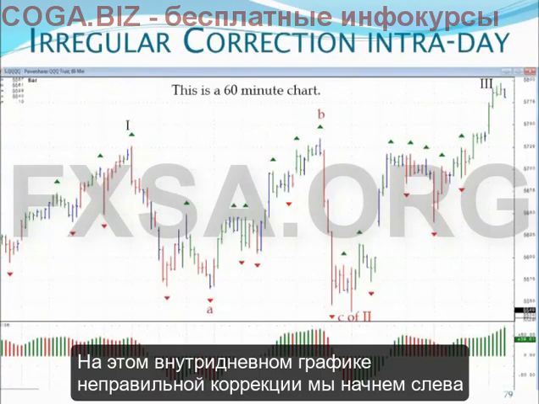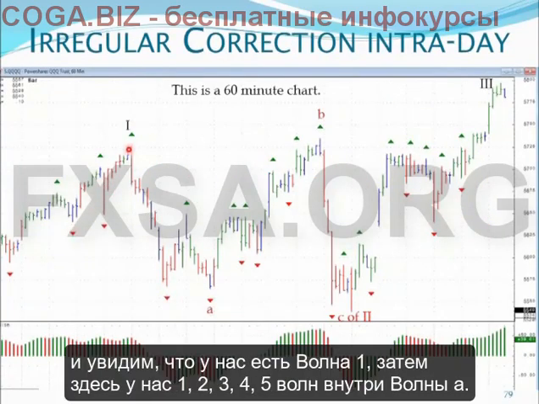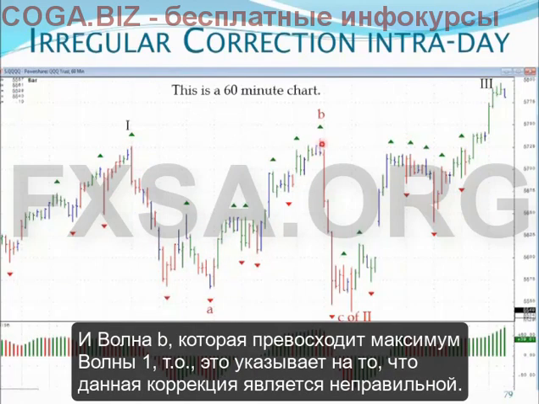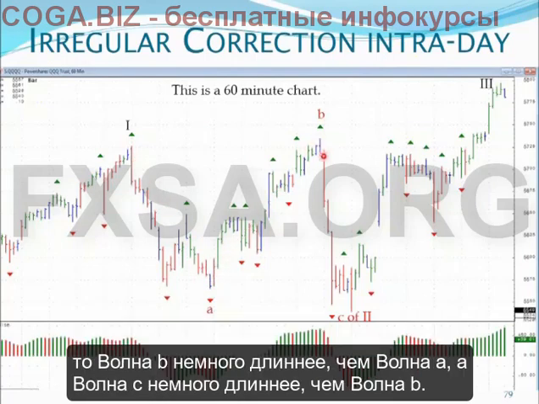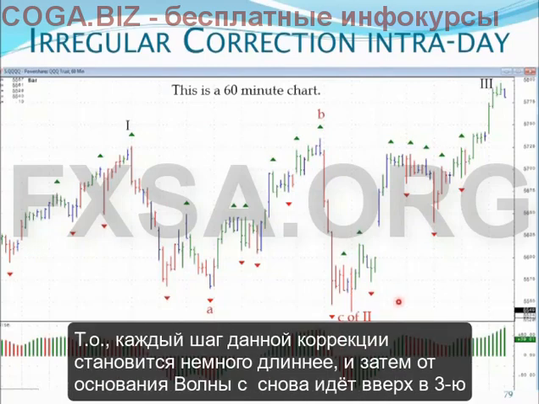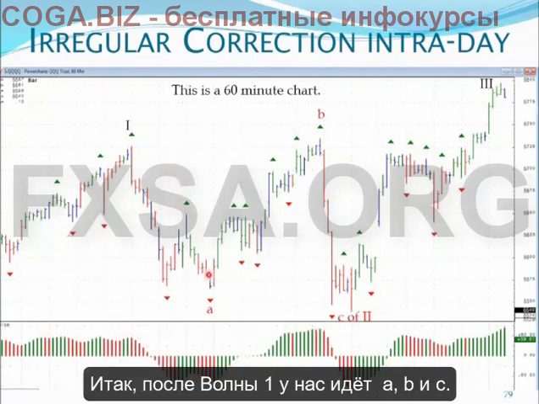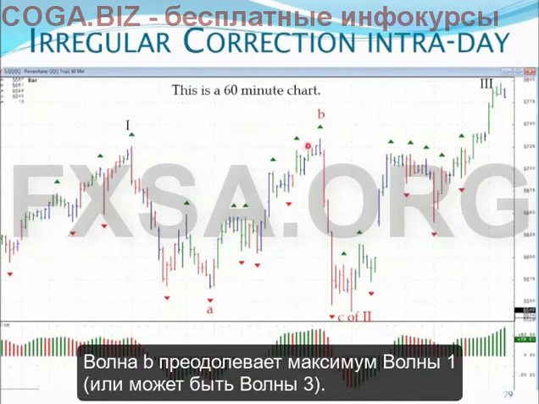On this irregular intraday correction chart, we're going to start from the left and see we have a wave 1. And then here we have a 1, 2, 3, 4, 5 waves of A. Our B wave exceeds the high of the wave 1, so that's what makes it the irregular correction. And each leg gets longer. The A wave was this distance, B wave is a little bit longer than the A wave, and the C wave is a little longer than the B wave. So each leg of this correction gets a bit longer, then off the bottom it goes back up for the third wave. So after 1 we have an A, a B, and a C, B taking out the high of the wave 1, or it could be a wave 3.